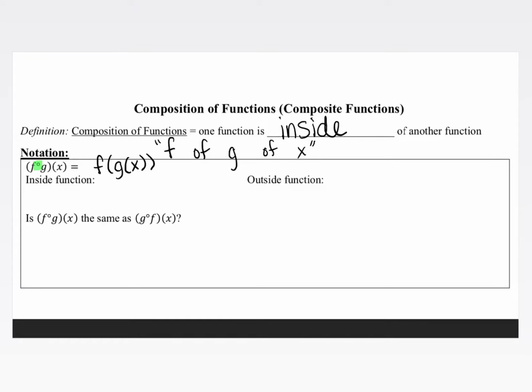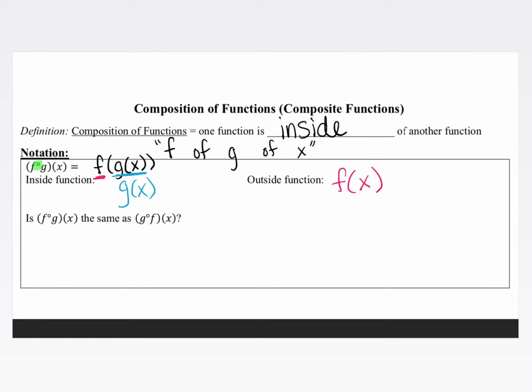If we look at this f of g of x, here it is easier to determine that my inside function is g of x. It's like the f function ate g of x, so it's on the inside of it. My outside function is my f of x, because instead of writing x, we're actually inputting the g of x function into wherever we see x in that f of x function.